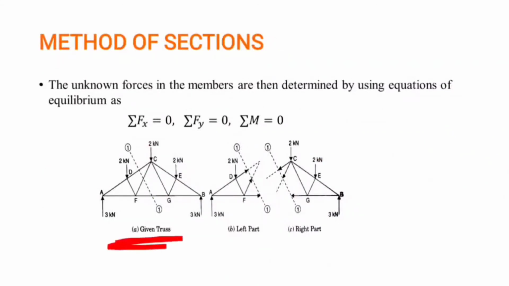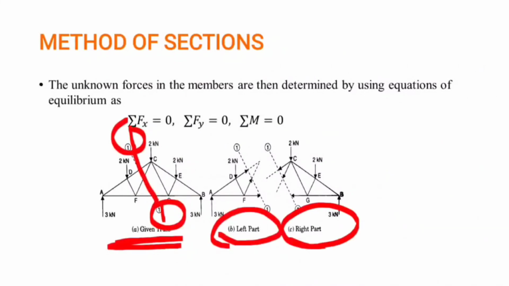Let's say this is the given truss. I choose this as my section line. I cut the truss into two parts by using a section line. This is the left part and this is the right part. Any part will act as a free body in equilibrium. We see that point also.